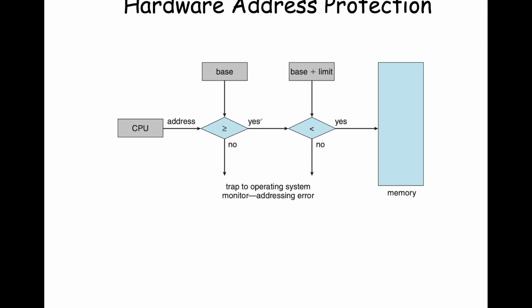If it is greater than or equal to the base register, it then checks to see if it's less than the address defined by base plus limit. If it is not, then you trap to the operating system again, so you've exceeded it. If it is, then you go ahead and you get that address associated with the program. And that transaction, whether it's a read or write transaction between memory and the CPU, is allowed to proceed.